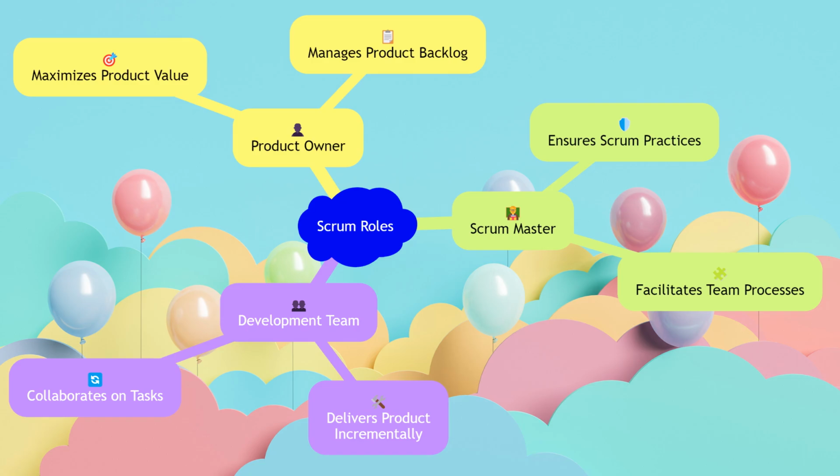The product owner focuses on maximizing the value of the product. The Scrum Master ensures the team adheres to Scrum practices, and the development team works on delivering the product incrementally. Understanding these roles is essential for anyone involved in a Scrum project.